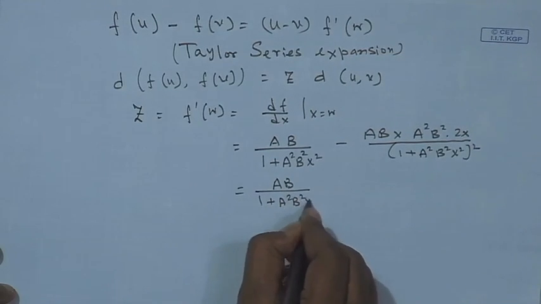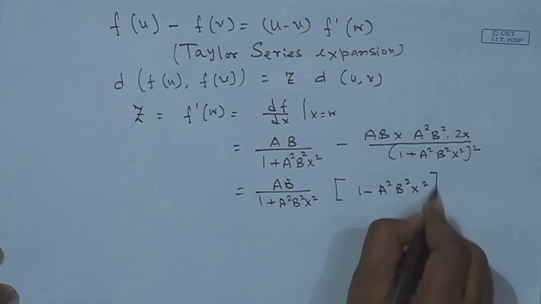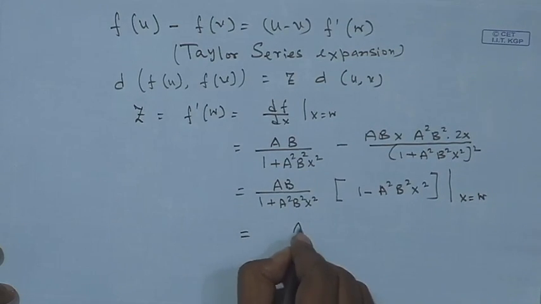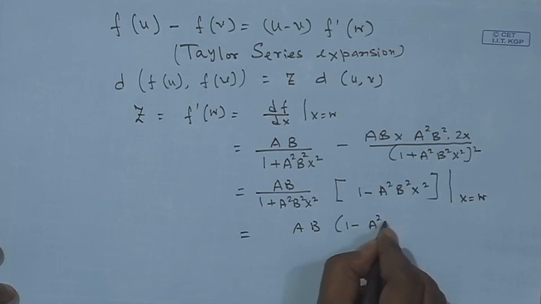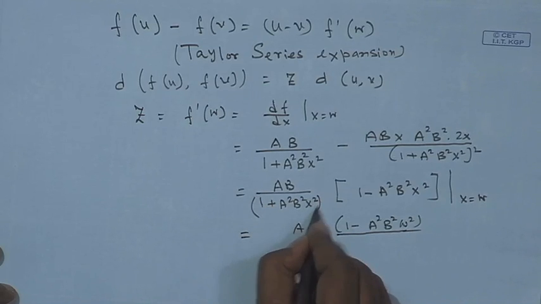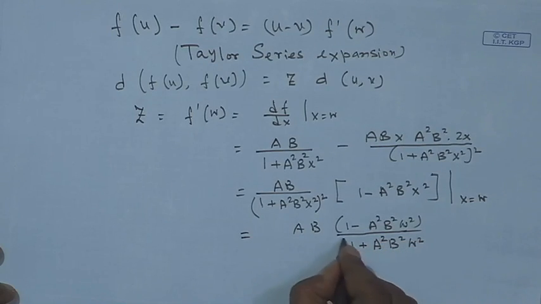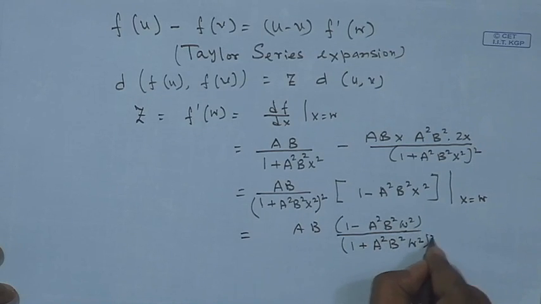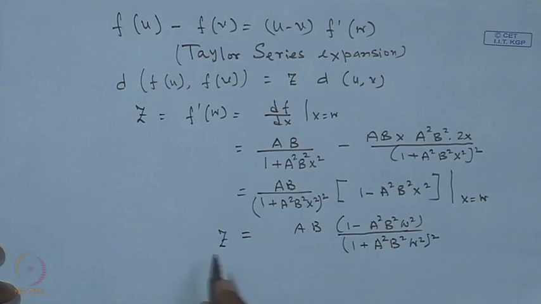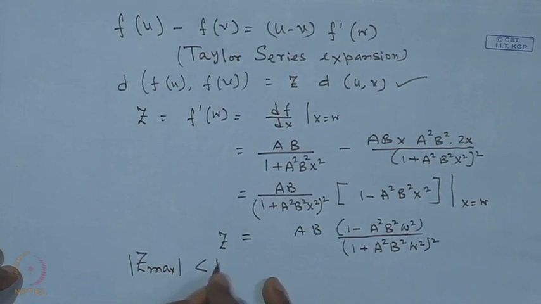You can take this as common, and the whole thing becomes 1 minus a square b square x square, and the whole expression on the right hand side will be evaluated at x is equal to w. You will have a b into 1 minus a square b square w square divided by, okay, there will be a square here, so there is the LCM, 1 plus a square b square w square, squared. That is the value of z. So z is a function of w, and for the function f to be a contraction map, z maximum should be less than 1. That is the criterion.